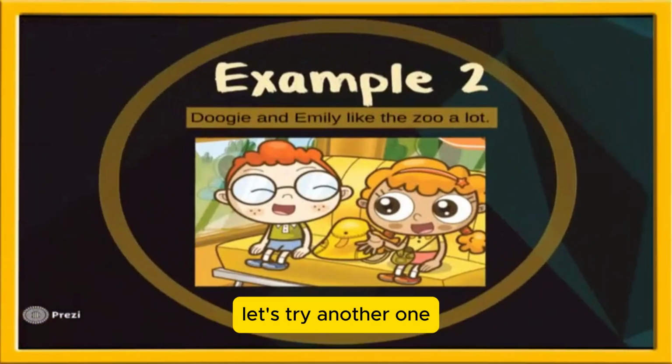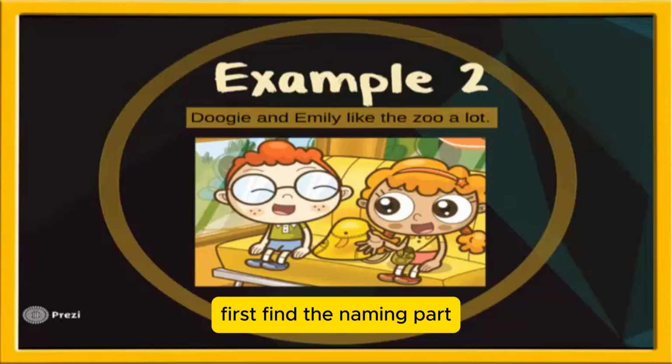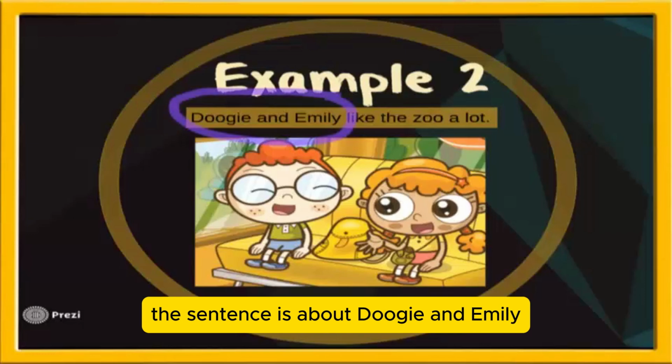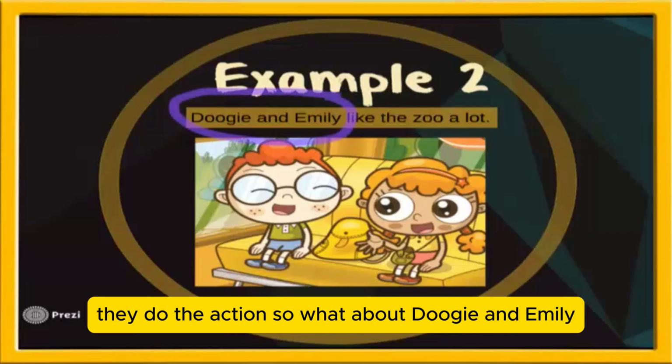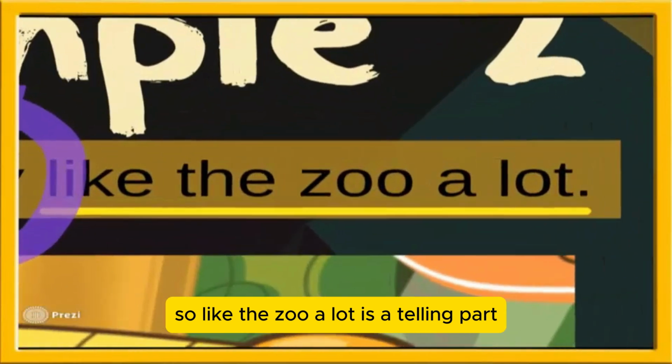Let's try another one. Doogie and Emily like the zoo a lot. Again, first find the naming part. Who or what is the sentence about? The sentence is about Doogie and Emily. They do the action. So what about Doogie and Emily? What do they do? They like the zoo a lot. So like the zoo a lot is the telling part.